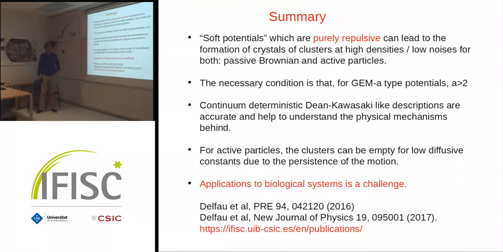Summary: soft potential. From the beginning I said that the potential is soft, so it has to be non-infinite at zero. It can lead to the formation of clusters at high densities and low noises, both for passive and Brownian particles. The necessary condition is that the Fourier transform of the potential has to have some negative values. If you use in particular the GEM potential, which is the standard one in soft matter, what you need is that A has to be larger than 2. Continuum descriptions are accurate and help to understand the new physical mechanism. We introduce a new physical mechanism, which is that the clusters appear because of the interaction with the other clusters.